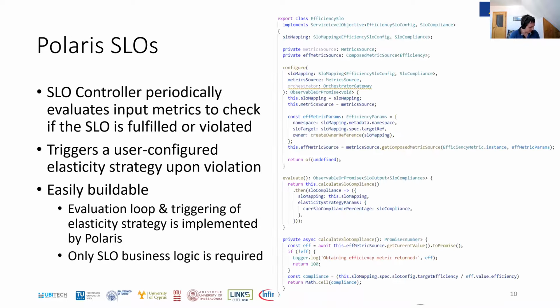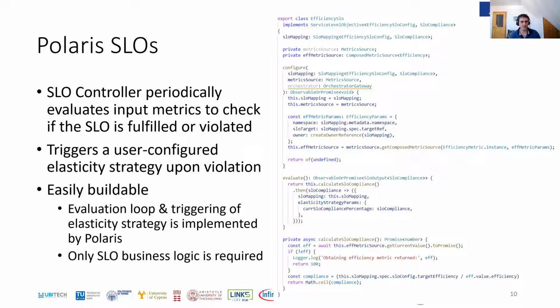Once we have the metric, we can then move on to the SLO. For the SLO, we, of course, also need a controller that performs the evaluation. And the SLO controller basically runs an evaluation loop. On each iteration, it will get the input metrics to check if the SLO is currently fulfilled or violated. If it is violated, then it will trigger a user-configured elasticity strategy.